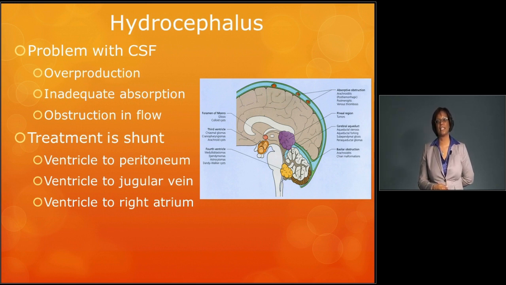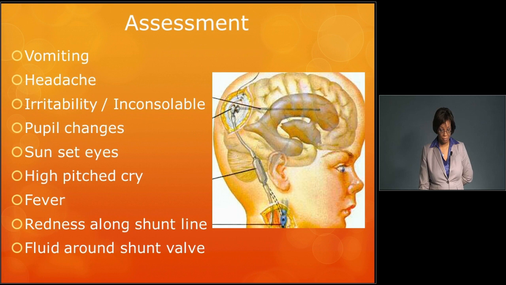The shunt is placed to drain fluid, CSF, from the ventricles into either the right atrium or into the abdominal cavity, the peritoneal cavity. With hydrocephalus, you can have multiple situations that lead to that end. It could be overproduction of CSF, inadequate reabsorption of CSF within the meninges, or an obstruction in the flow of CSF. The treatment again is a shunt, and we show the different areas where you can have that shunt drain.